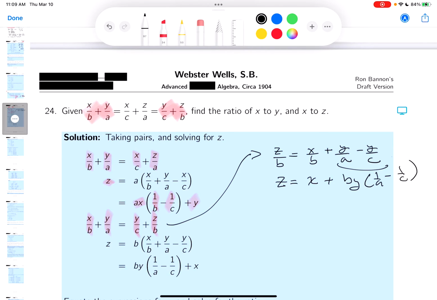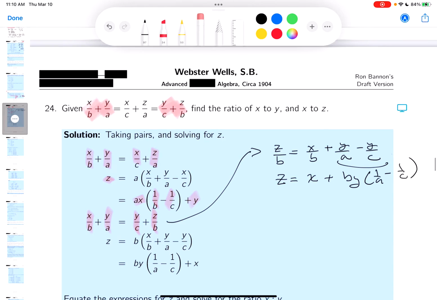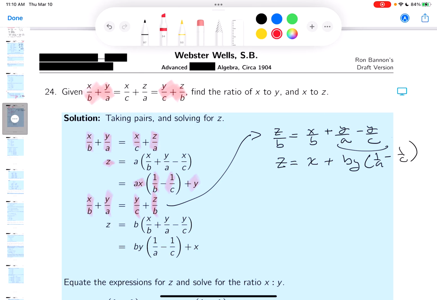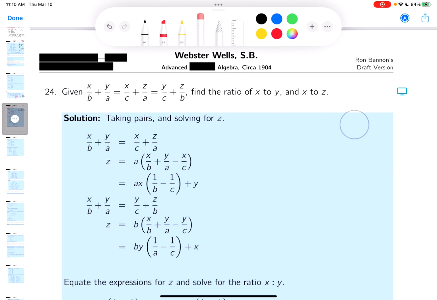All right? So what am I going to do now? I'm going to equate the two. So they're both z, right? Oh, before I do that, I want to make sure you know this is listed for you. So z is x plus b times 1 over a minus 1 over c. So I'm going to equate the two. Let me start to erase everything now and tell you what we're going to equate. Well, this is z, and this is z. So we'll equate those two.